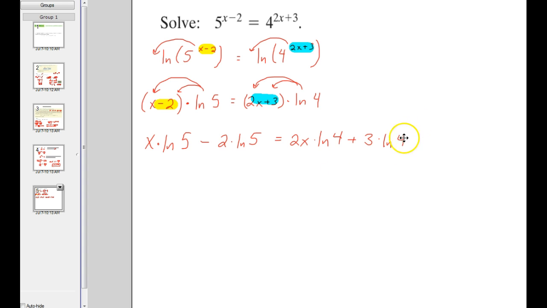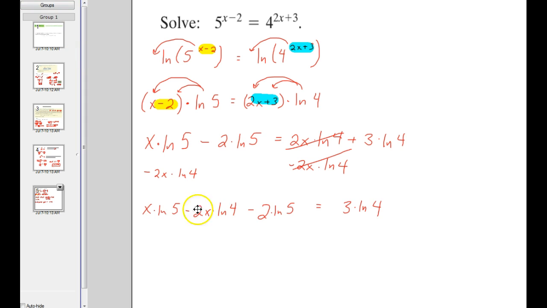It's no different if this had been something like 5x minus 10 and 8x plus 12. All right, if I had that expression, I'd group the x's on one side, I'd group the numbers on the other. No different here, it's just the numbers in front of x and the constants have logarithms involved. All right, now I'm going to subtract 2x natural log of 4 from both sides so I can have the x's together on the right side. Okay, so these all three combine here. Now the only thing left on the right is 3 natural log of 4.